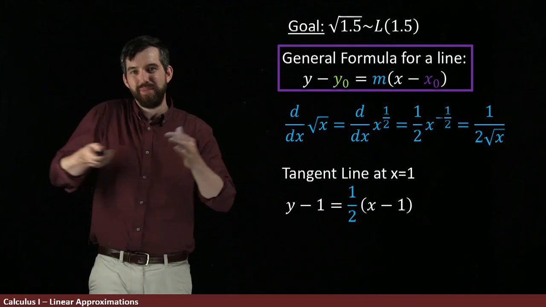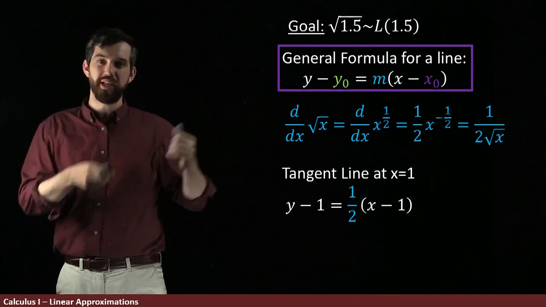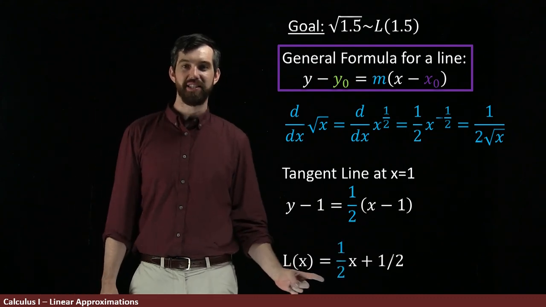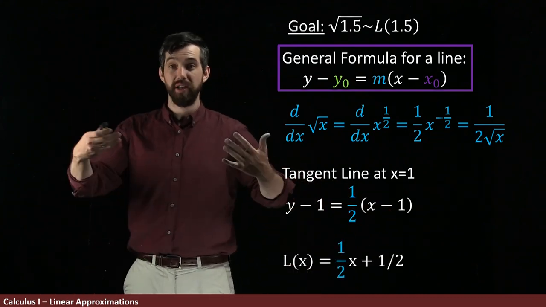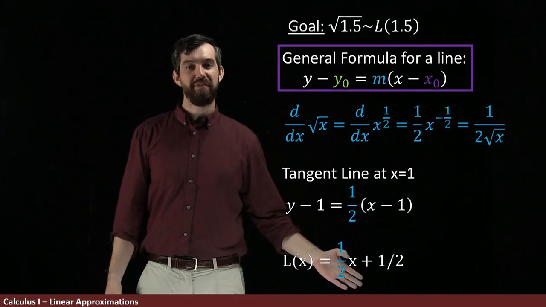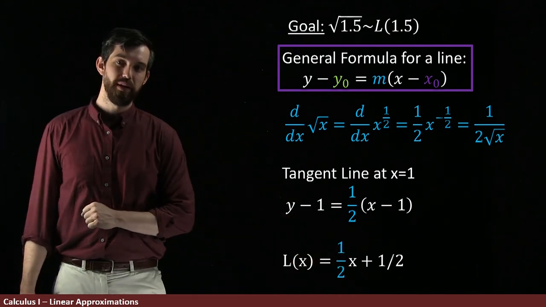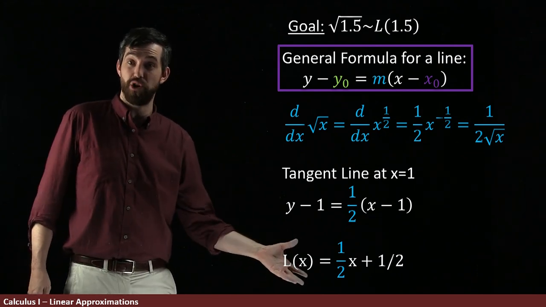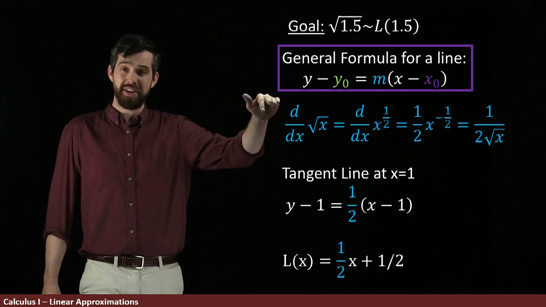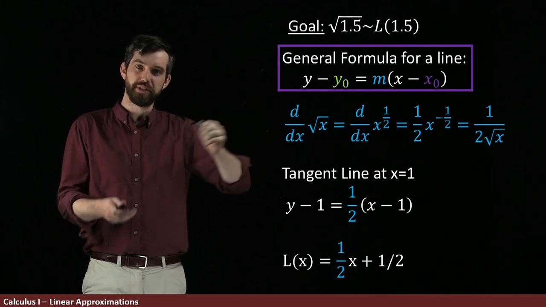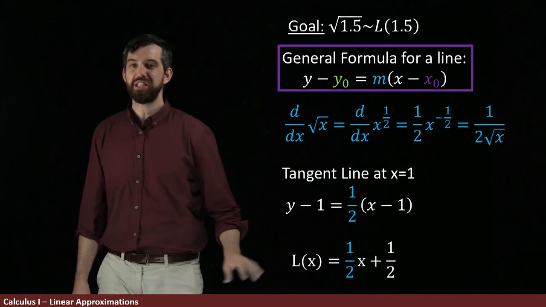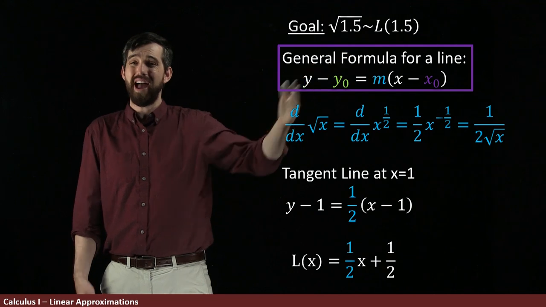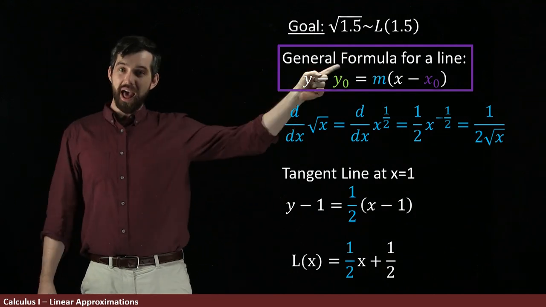And then if I actually want to write it as y equals something, I'll take this minus 1 and move it over to the other side, and what I get is L of x in the mx plus b form, the slope-intercept form: 1/2 x plus 1/2. By the way, when I was doing my graphing beforehand, I figured out this particular equation first, and that's how I was able to draw the tangent line on top of the square root of x. Now, we've got L of x for all values of x, but remember what our goal is. Our goal was that the square root of 1.5 is about L at 1.5.